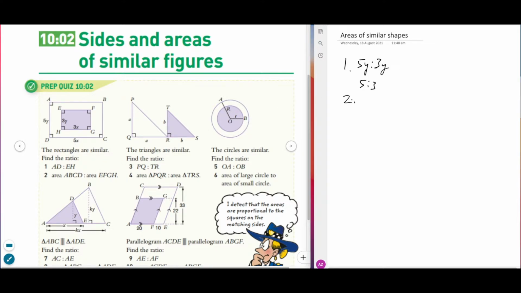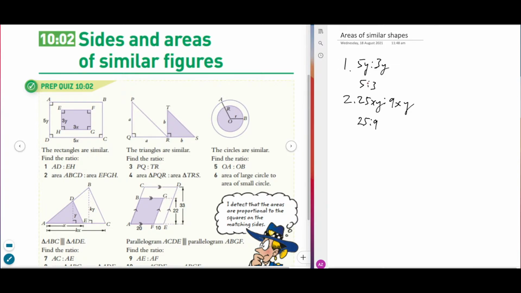Now the next question says, find the ratio of the area ABCD to the area EFGH. Okay, so let's try that. What's the area of ABCD? Well, the area is basically base times height, right? So in this case, 5y times 5x, which is 25xy. Now what's the area of the smaller rectangle on the inside? That's 3y times 3x, which is 9xy. So how do we simplify this? Well, we can divide them both by xy, so we're left with 25 to 9.